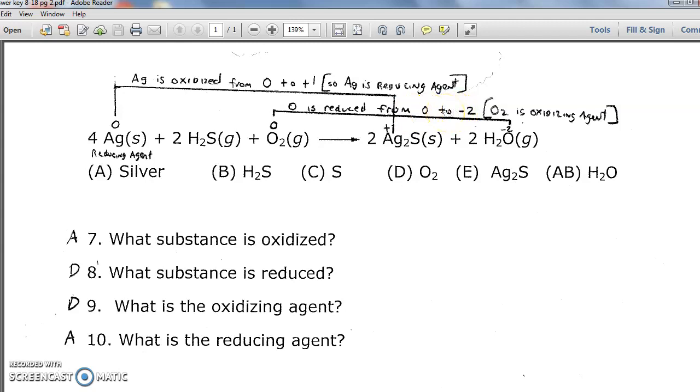The substance that gets reduced must have oxidized something else. In this case, the silver was oxidized. So oxygen is serving as the oxidizing agent, which is where the term oxidizing agent gets its name from. Oxygen's reduced, it is the oxidizing agent.